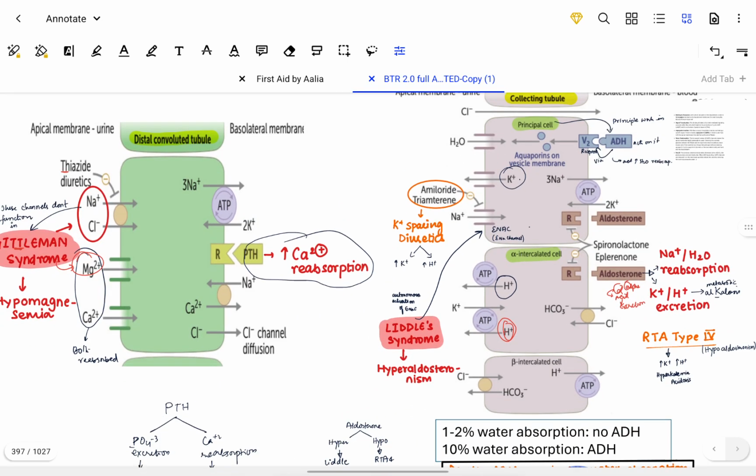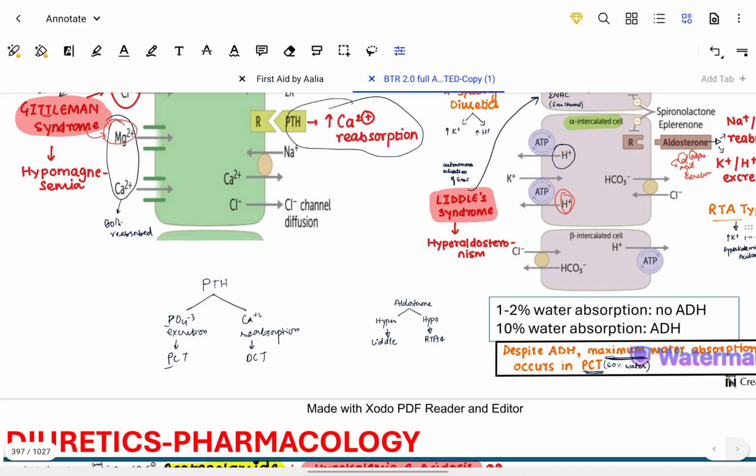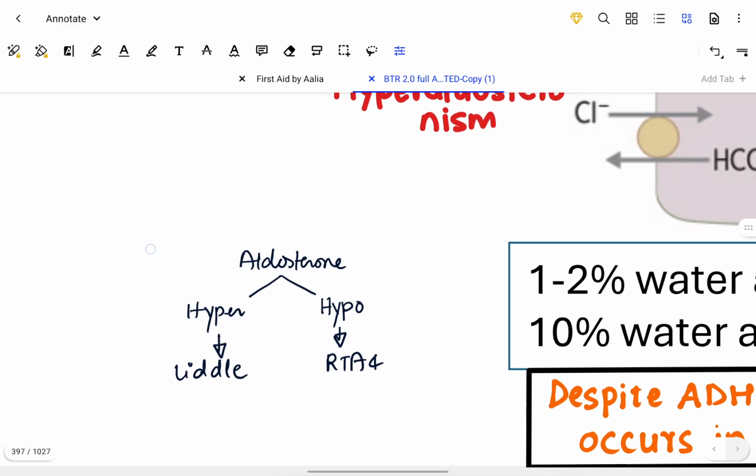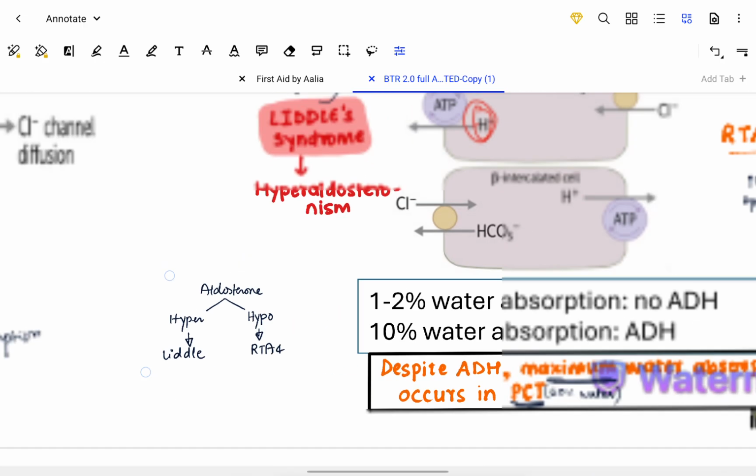Then, there is hyperaldosteronism in Liddle syndrome. We saw the ENaC channels being hyperactivated, autonomously activated. Hypoaldosteronism, the opposite effect, is RTA type 4. We were seeing hyperkalemia and acidosis.